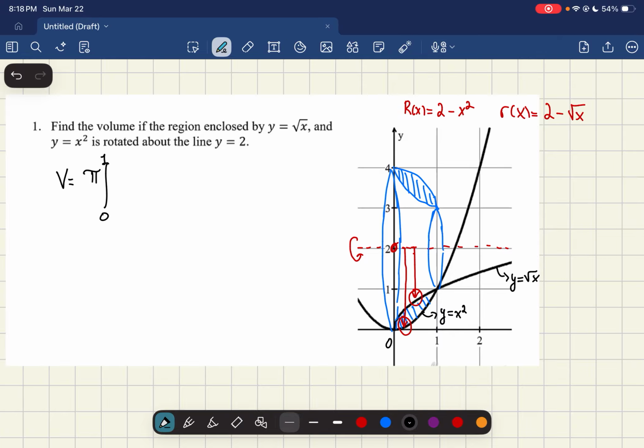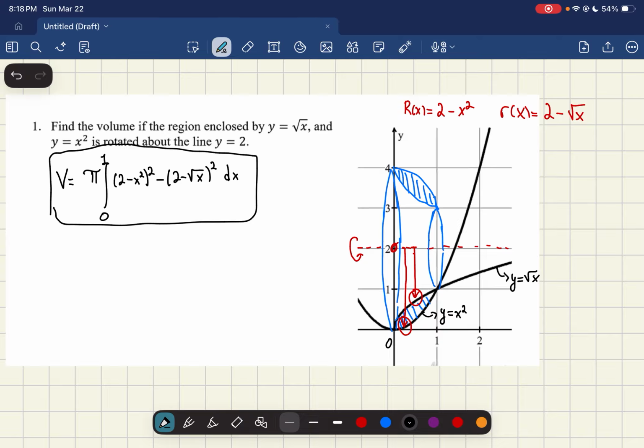Okay, so 0 to 1, r of x, the big one, is going to be 2 minus x squared, all of it to the power of 2, minus, and then 2 minus square root of x, all of it to the power of 2 dx. So far, so good.